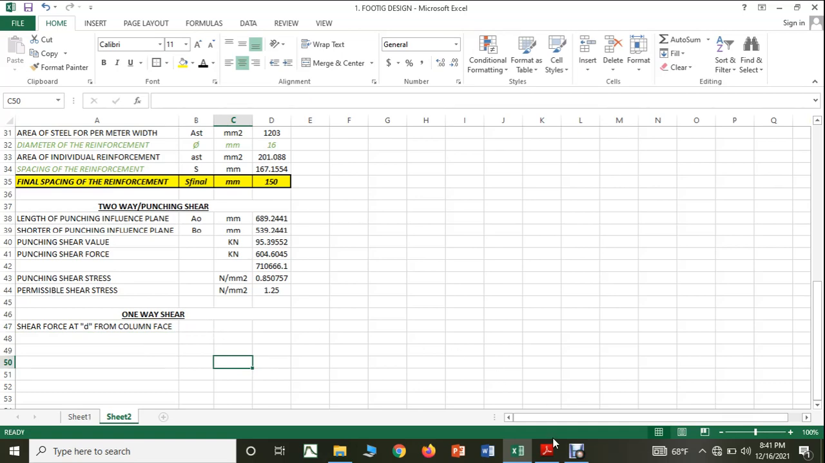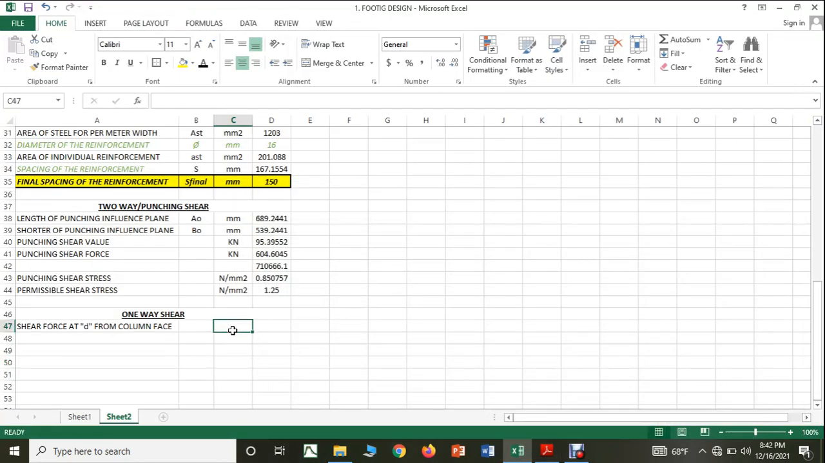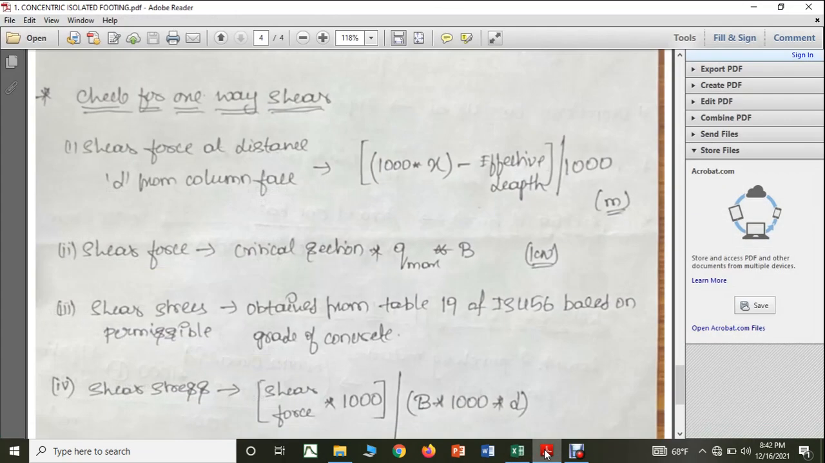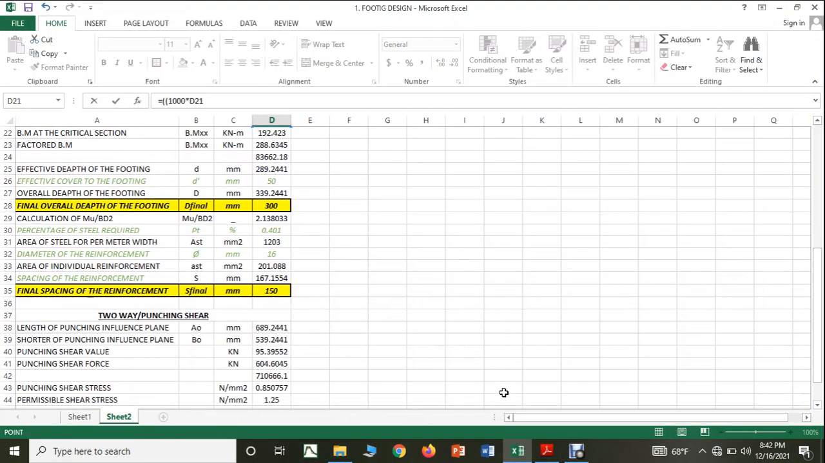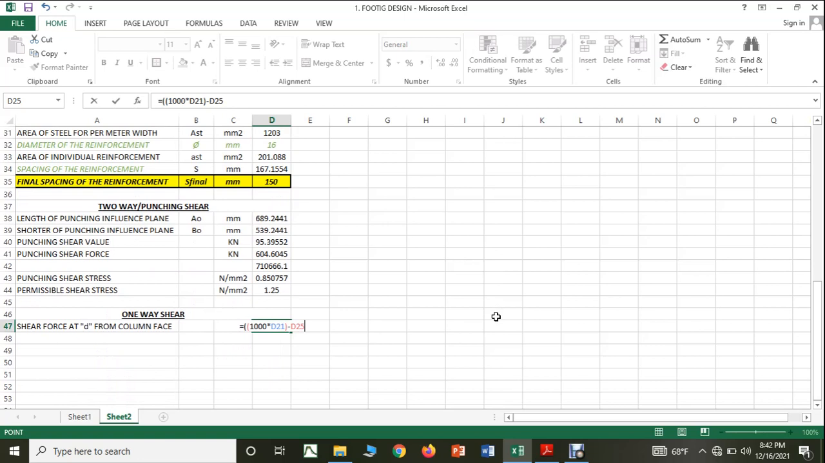Okay, yes. So that is calculated by 1000 into the critical depth minus effective depth divided by 1000, because I am getting that answer in meters, right? So let us keep it in meters. That is 1000 into your critical distance, that is x, minus your effective depth of the footing. That will give you your answer in mm. If you want it in meters, then again you divide by 1000, right? So that will give you in meters.